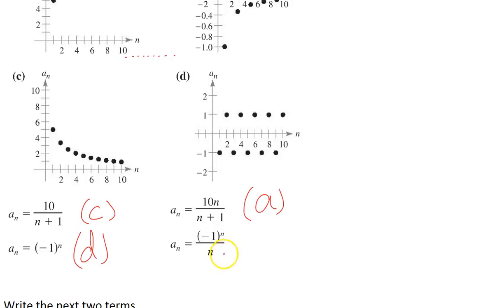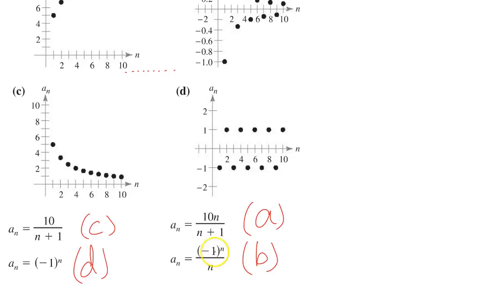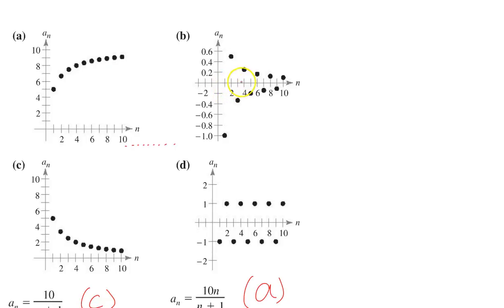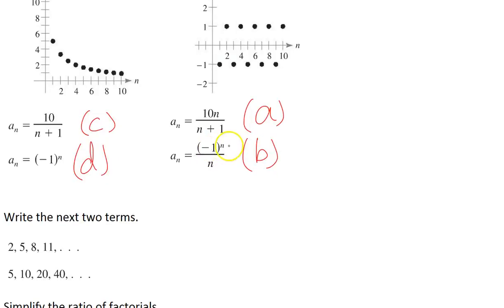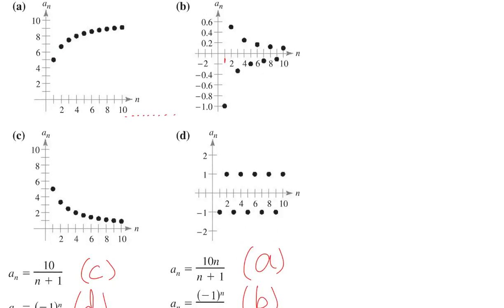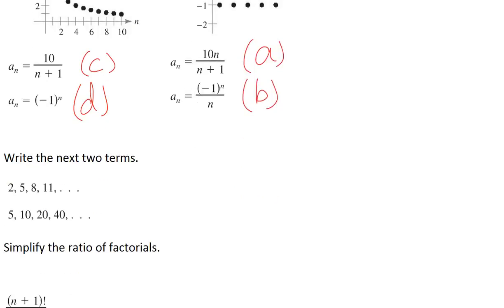And lastly, this has got to be B, right? Why is that? Again, it's alternating. When n is 1, negative 1 over 1 is negative 1. That's negative 1 right here. Sorry, that is n equals 1. The value is negative 1. When n is 2, negative 1 squared is 1. 1 over 2 is 1/2. When n is 2, the value is 1/2. Have a look. When n is 2, the value is right there. So it makes perfect sense. That is B.